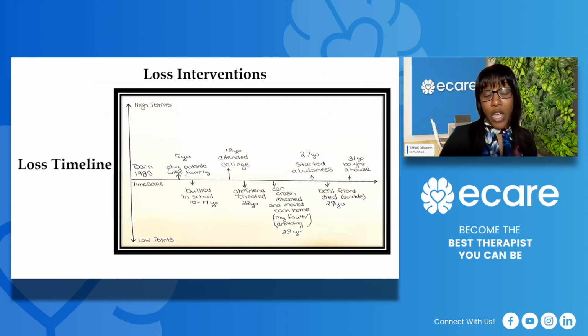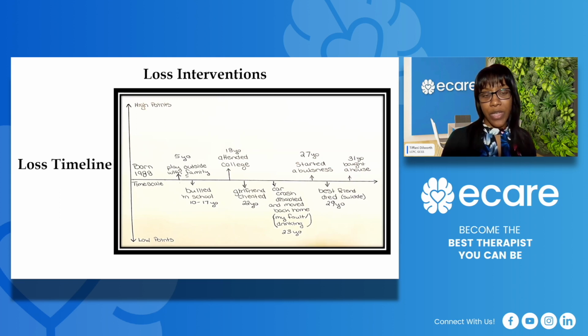And so the next one is the lost timeline, or sometimes people will call it the life timeline. But basically what we do is we have our clients document life experiences. These are happy experiences, sad experiences, traumatic experiences, life-changing moments. On the top of the horizontal line are the happy moments, and on the bottom of the horizontal line are the traumatic moments, the grief-filled moments.